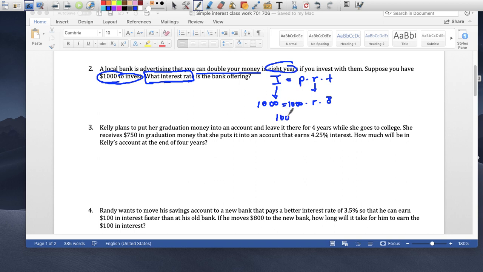So 1,000 equals, so we can multiply 1,000 times 8 is 8,000 times R. Divide by 8,000 and divide by 8,000. So the interest rate, and we're going to divide 1,000 divided by 8,000 equals 0.125, and if we change that to percent, that becomes 12.5%. Remember, when we're changing from a decimal to percent, we move it to the right. Okay, so the interest rate needs to be 12.5%.